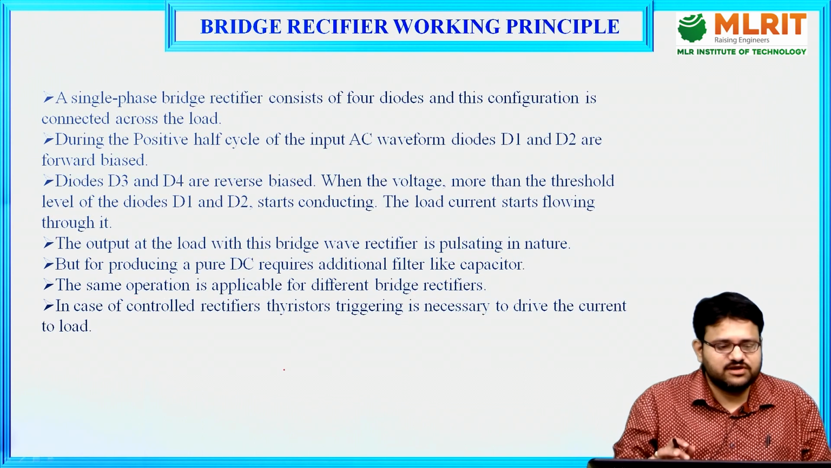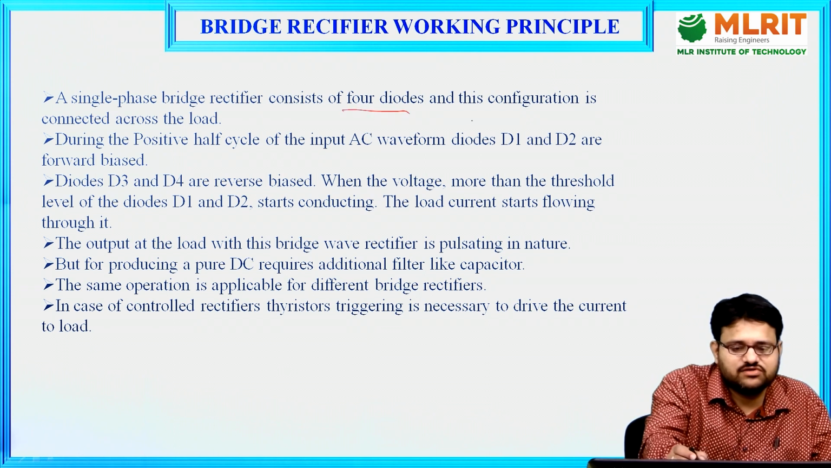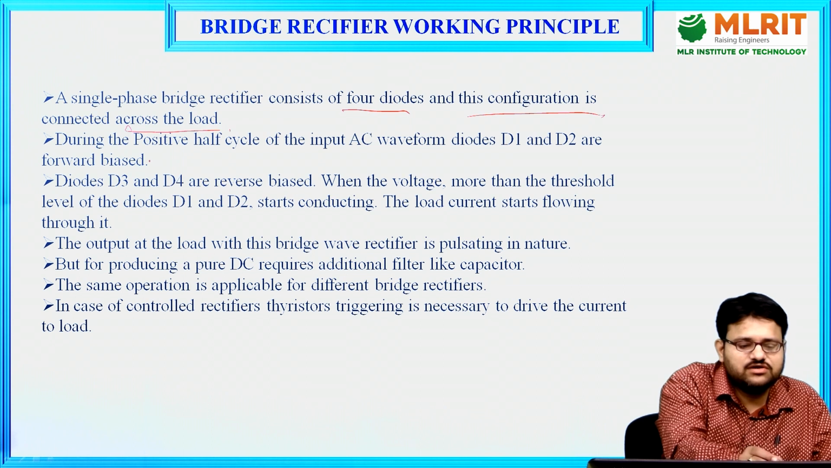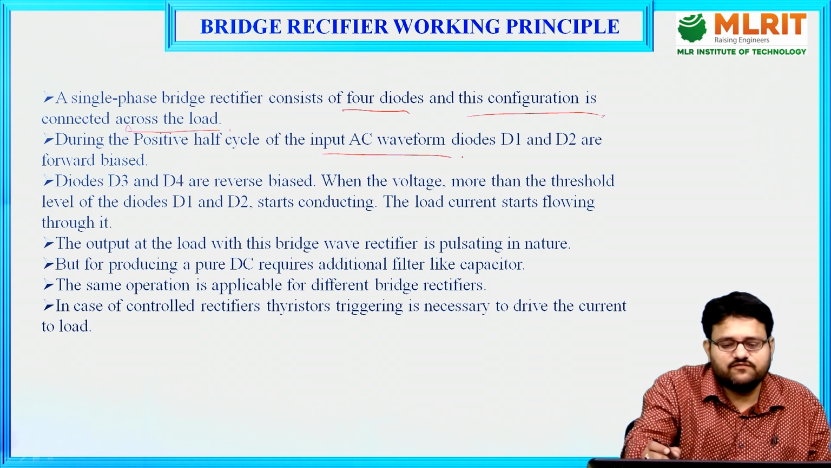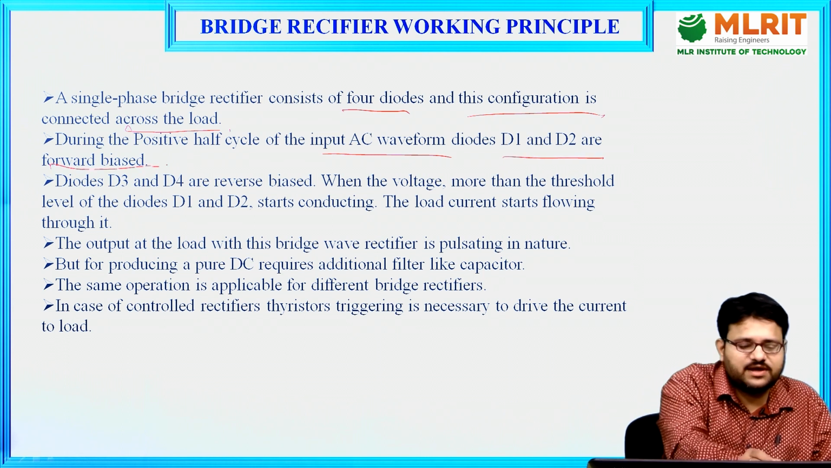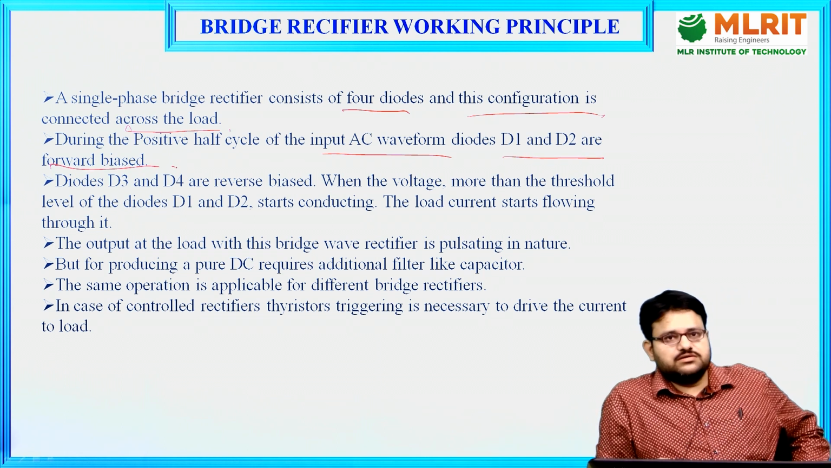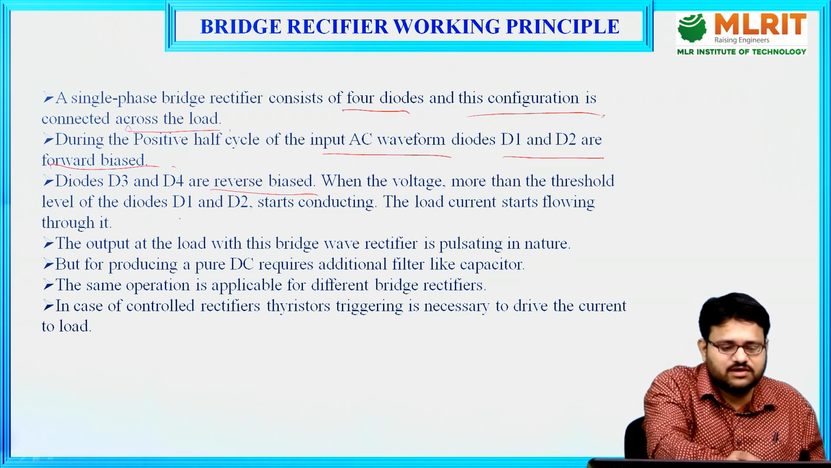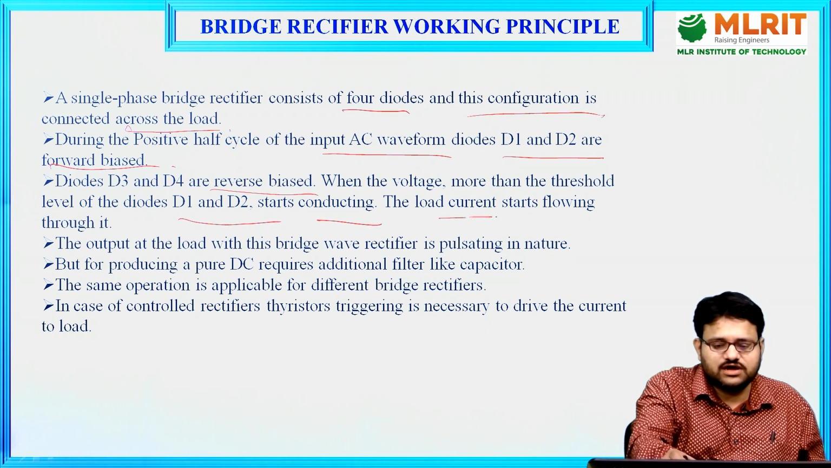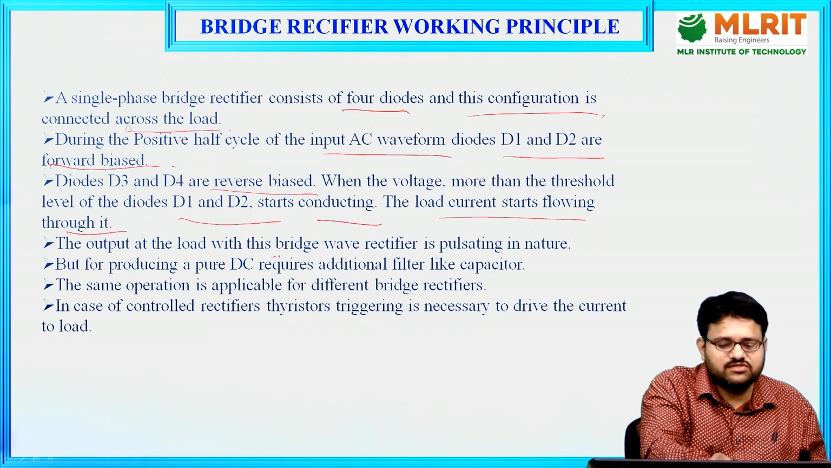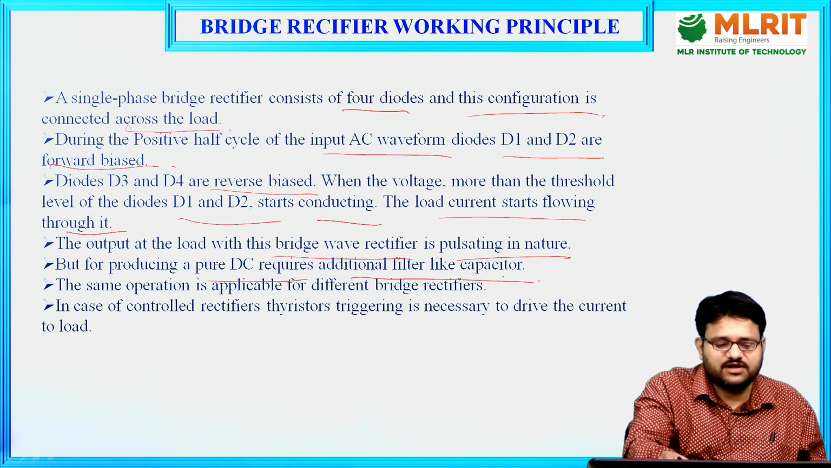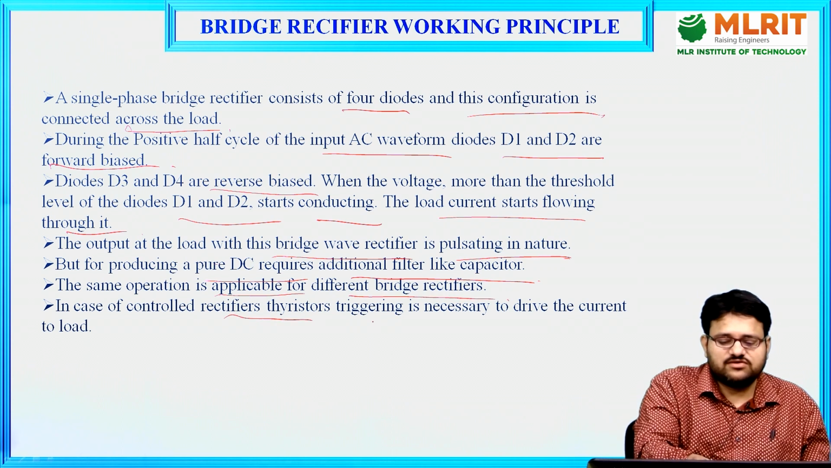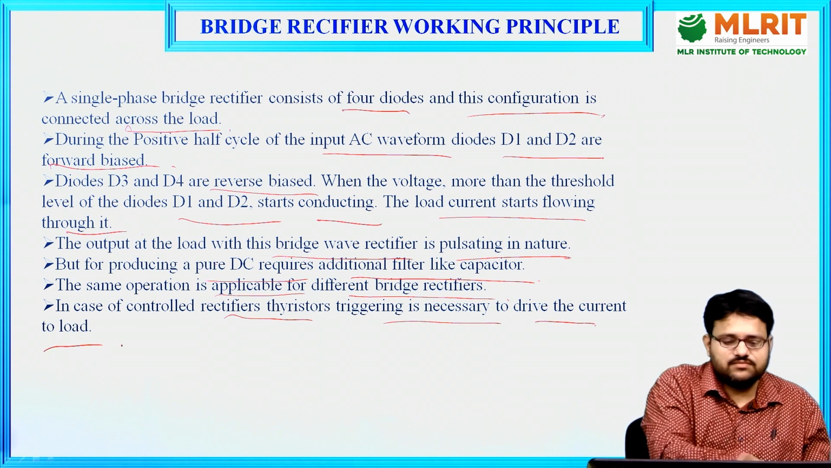Next, the bridge rectifier working principle. A single phase bridge rectifier consists of 4 diodes, and this configuration is connected across the load. During the positive half cycle of the input AC waveform, diodes D1 and D2 are forward biased, and during the negative half cycle, diodes D3 and D4 are reverse biased. When the voltage is more than the threshold level, diodes D1 and D2 start conducting, so the load current starts flowing through them. The output at the load with this bridge rectifier is pulsating in nature, but producing pure DC requires an additional filter like a capacitor. The same operation is applicable for different bridge rectifiers. In the case of a controlled rectifier, thyristor triggering is necessary to drive the current to the load.